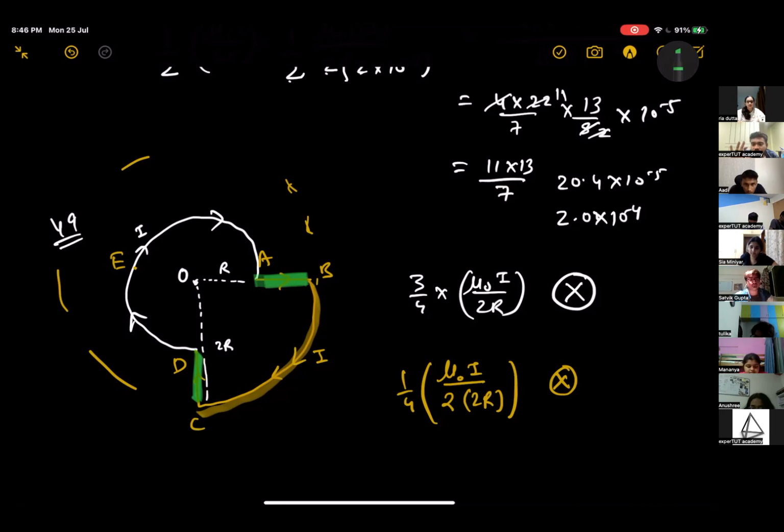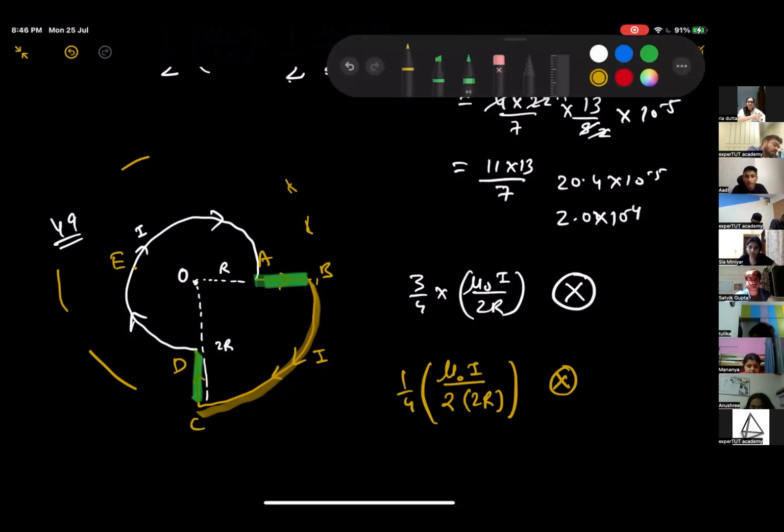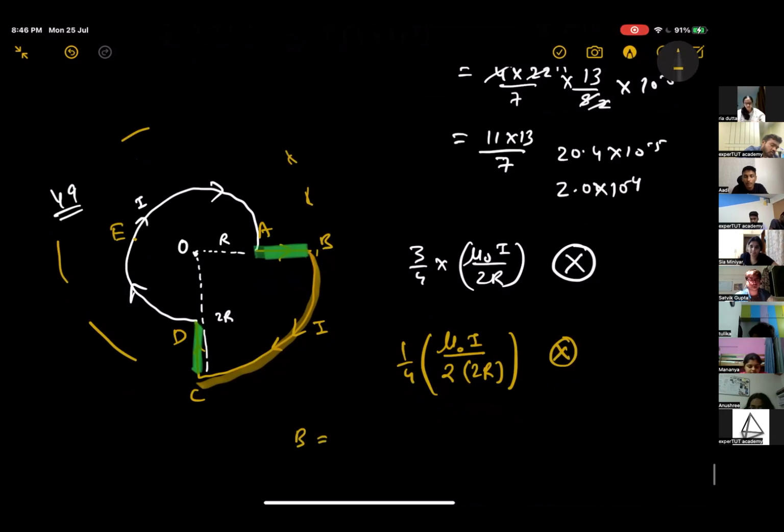Get it everyone? So therefore the net answer is, you add both of these because they are in the same direction, you add both of these. So μ₀I by 2r into 3/4 plus μ₀I by 2r into 1/8.